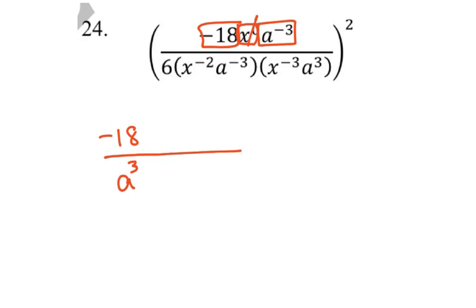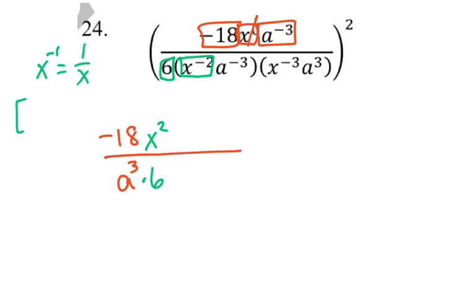Now let's go to the denominator. 6, I'm going to put that down here. X to the negative second power. Okay, if it's x to the negative second, but it's on the bottom, it's going to come to the top, because really what we're talking about is an inverse.